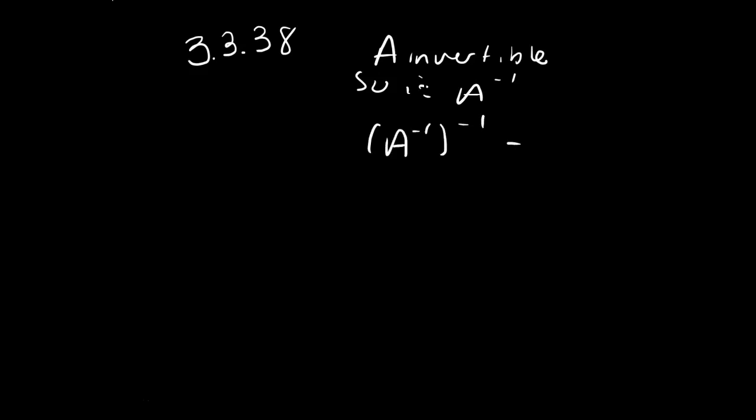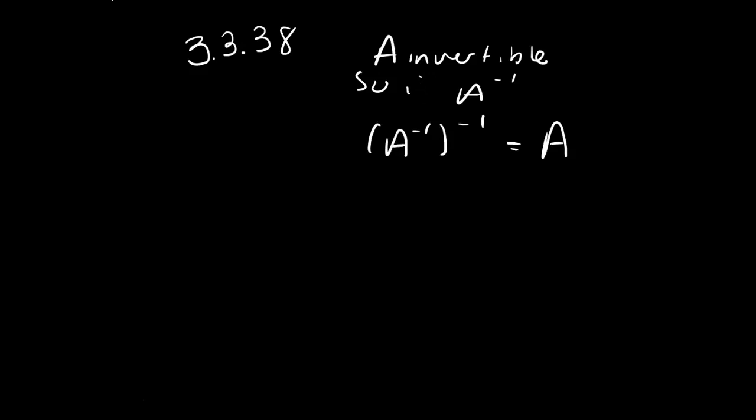For number 38 here in section 3.3, we're asked to prove that if A is invertible, so is A inverse. And then we want to show that the inverse of the inverse is in fact A. So this one could be a little strange perhaps to prove.